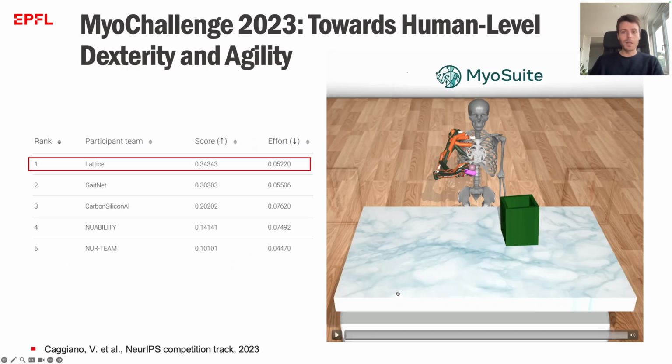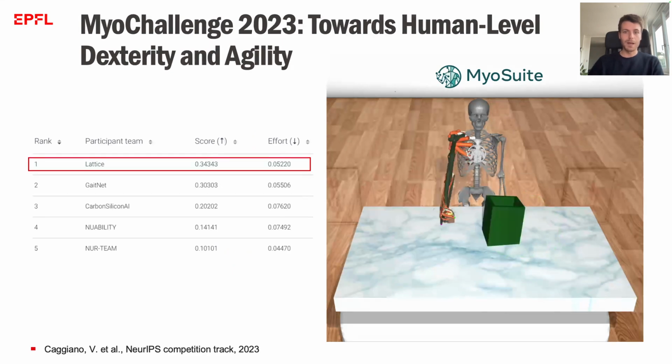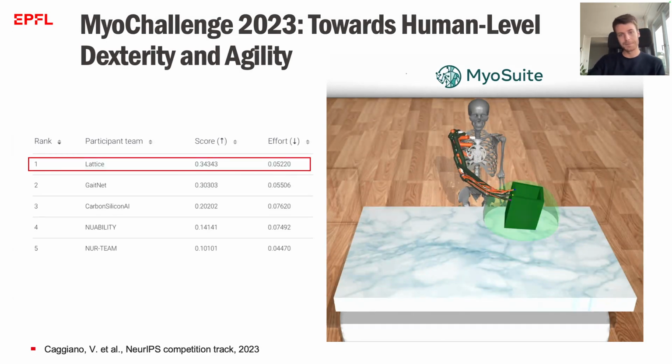Lattice also powered our winning solution to the Myo Challenge 2023, a NeurIPS competition where the objective was to control a biologically realistic model of the human arm, with 63 muscles and 27 degrees of freedom. The control policy had to learn to grasp an object of variable shape and place it inside a box in just 1.5 seconds. Through Lattice, we outperformed the solution of the other teams, both in success rate and muscle effort.